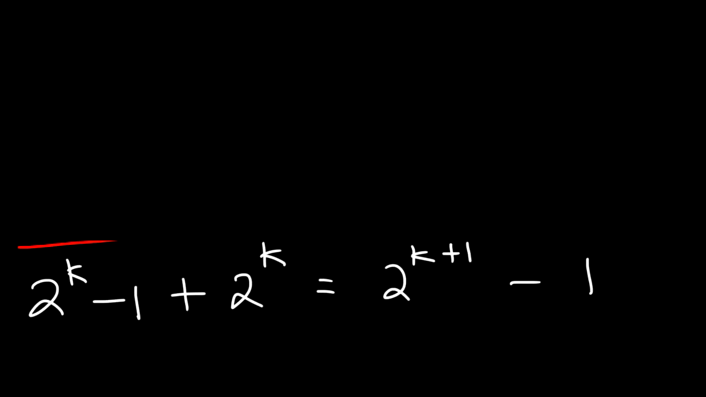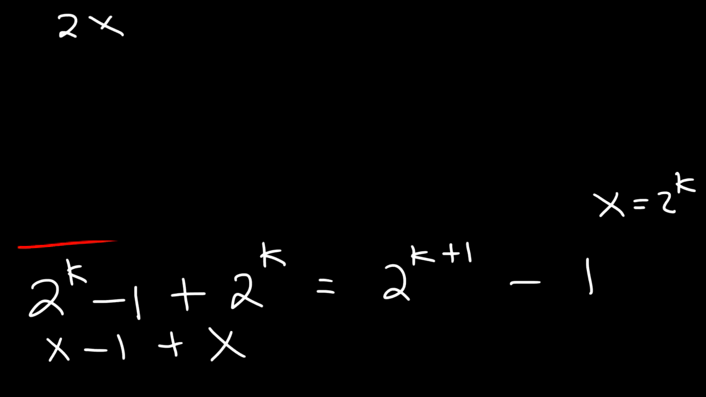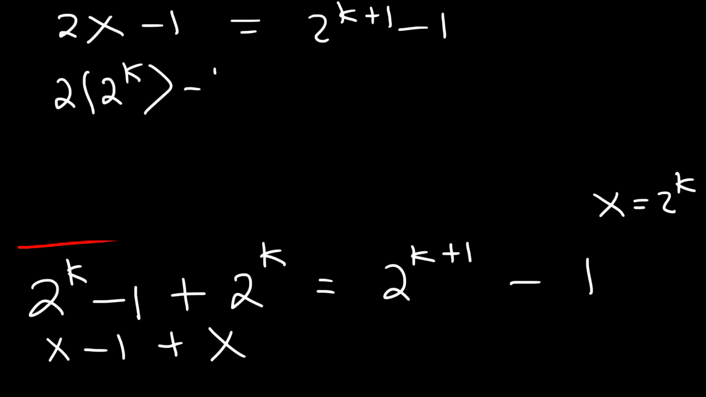Now, how can we show that the left side and the right side are the same? Well, imagine if we set x equal to 2 raised to the k. This would be x minus 1 plus x. And we know that x plus x is 2x. So we would have 2x minus 1. And then if we plug it back in, if we replace x with 2 raised to the k, it would be 2 times 2 raised to the k minus 1. So that's what we now have at this point.